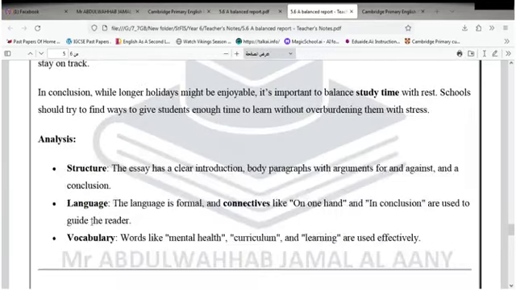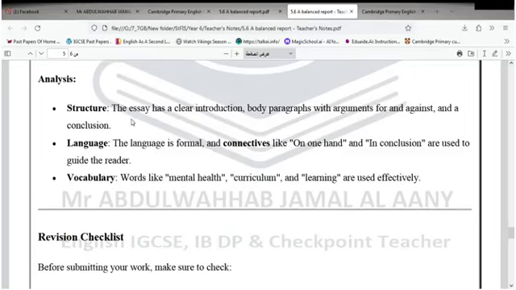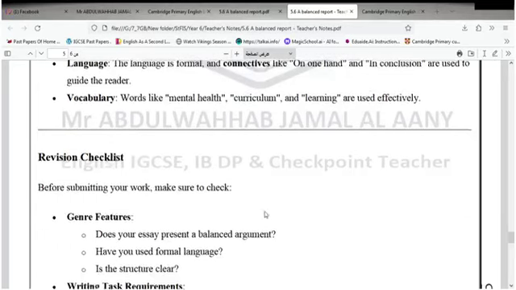That's the ending. What about the analysis of my writing? How about the structure? The essay or the balanced report has a clear introduction, clear body paragraphs for and against, clear arguments for and against, and a conclusion as well. The language of the balanced report was formal, connectives have been used, and all of these are to guide the reader. Vocabulary, words like mental health, curriculum, learning are used effectively. They are powerful words, they are technical words related to the topic itself.